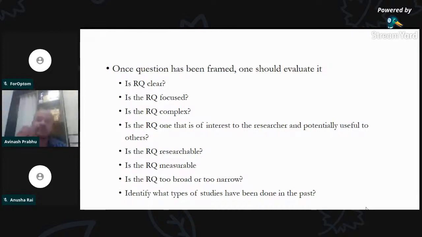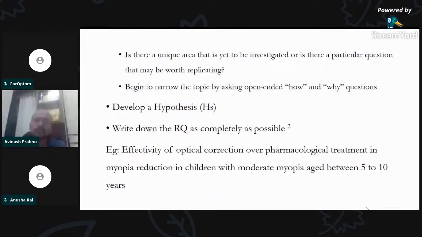That's why you need to check what kind of study designs have been done in previous studies. Is there a unique area that is yet to be investigated? That's what is the research question or the research gap. Or is there a particular question that is worth replicating? There are a few researchers who do it again, because if they find it's worth replicating, or they find that something good is coming out of it, they'll do it again. So you need to check that.